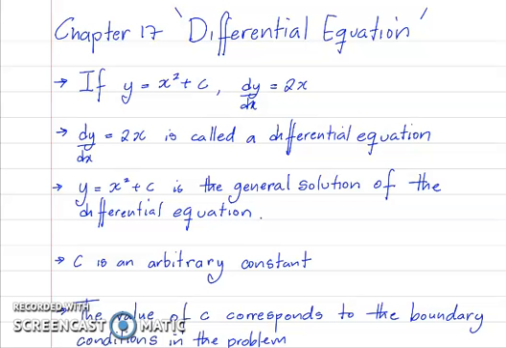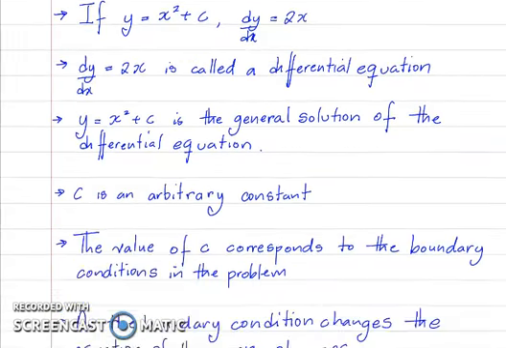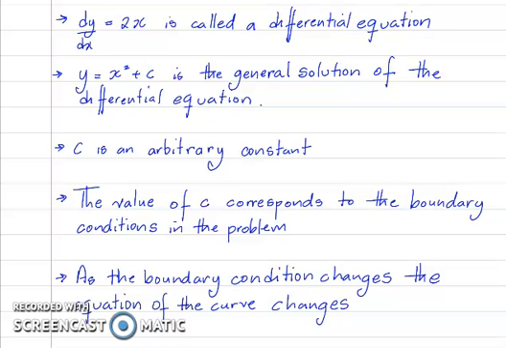So a differential equation is an equation that has a derivative in it. And the solution of a differential equation is an equation that has no derivatives in it. All right, now the value of c corresponds to the boundary conditions in our problem, and this is something that as we progress, we'll understand more of.